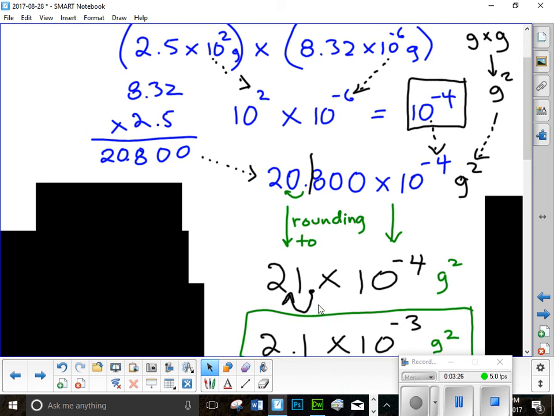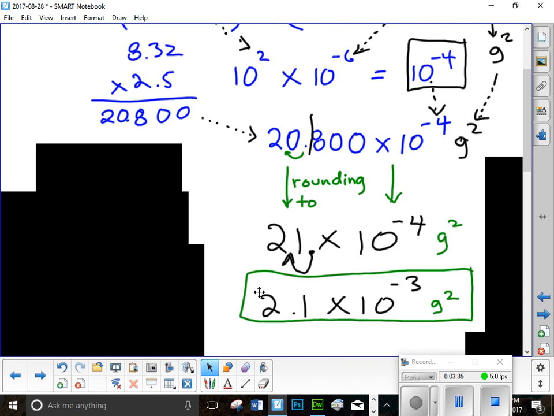To make it scientific notation, we move the decimal 1 to the left, and that gives us a final answer of 2.1. And since the decimal moved to the left, the power of 10 has to get bigger. So 10 to the minus 3 is a bigger number than 10 to the minus 4. Okay? And that's our final answer. And that's what we do with multiply. Next we're going to do divide.